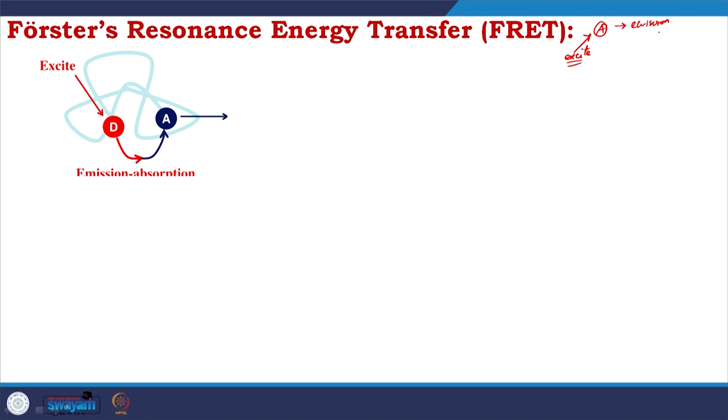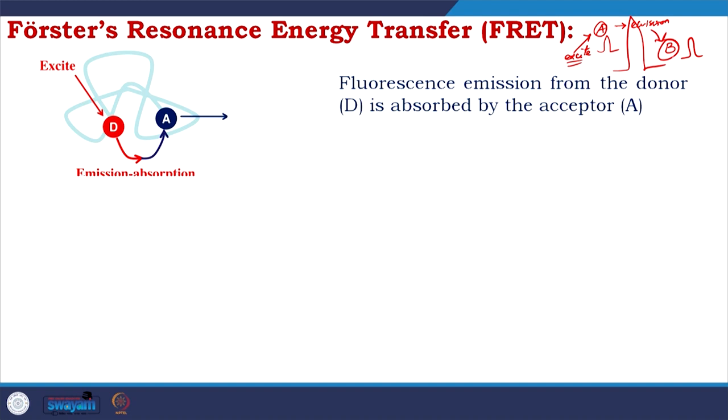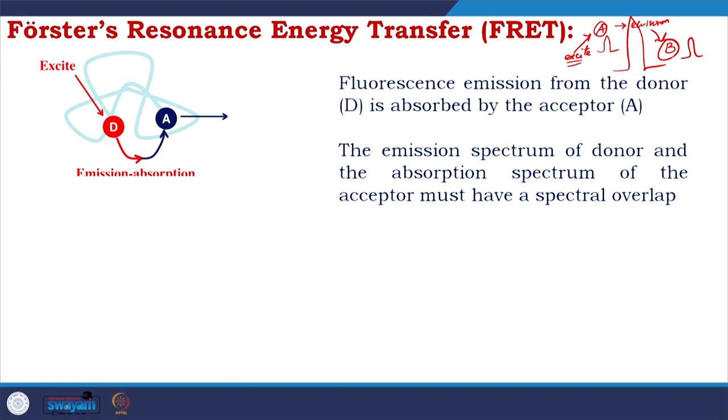Interestingly, if that emission wavelength comes in the range of the excitation wavelength of a molecule B, instead of getting the emission of A and B, you get a very big resonating emission peak, and this relation is known as FRET or Förster resonance energy transfer. So, fluorescence emission from a donor is absorbed by the acceptor. As I told, it is emitting, it gives energy to the acceptor. The emission spectrum of the donor and the absorption spectrum of the acceptor must have a spectral overlap. That is the relation of two molecules being in FRET relation.